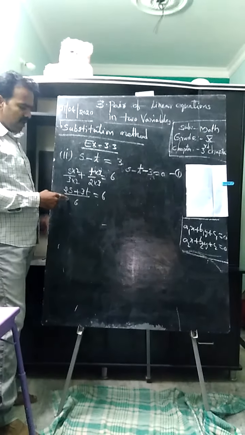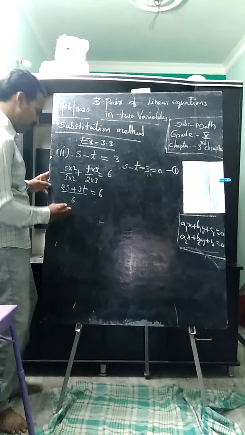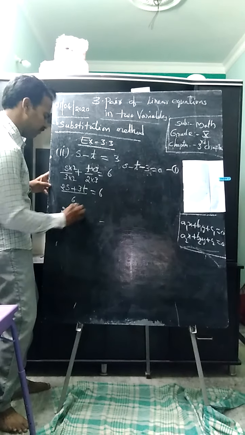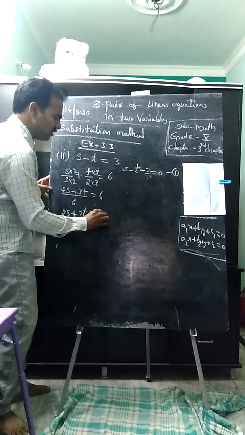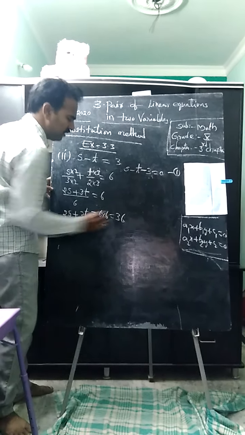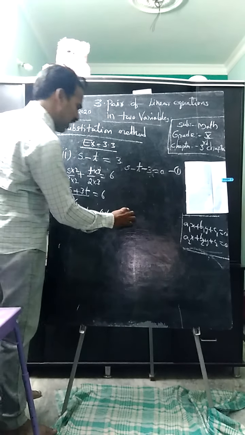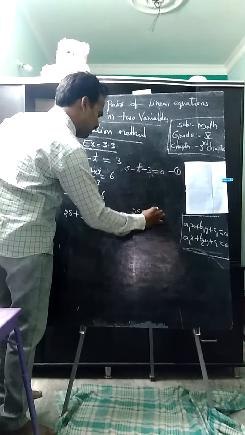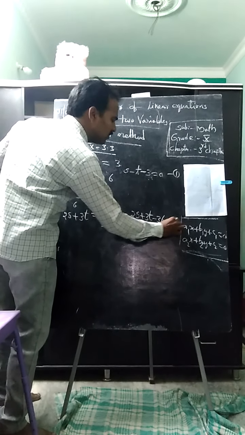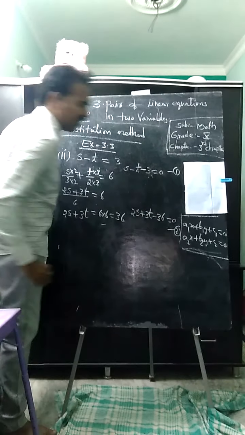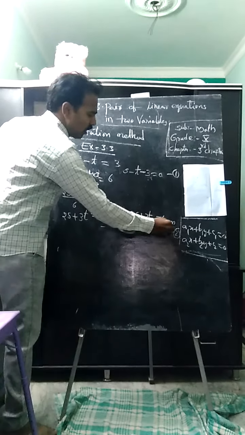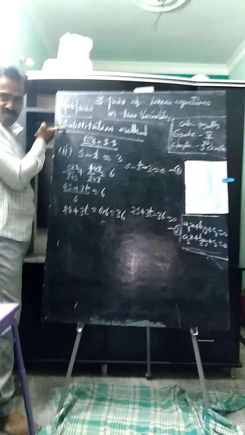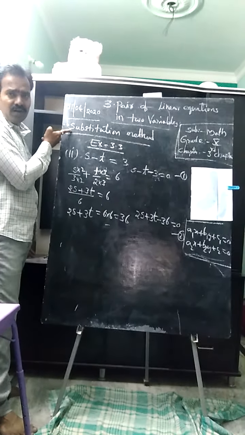But we should have it in standard form now. That is why we can write 2s plus 3t equal to 6 into 6, that is equal to 36. To write in standard form, we can write 2s plus 3t minus 36 equals 0. Second equation.